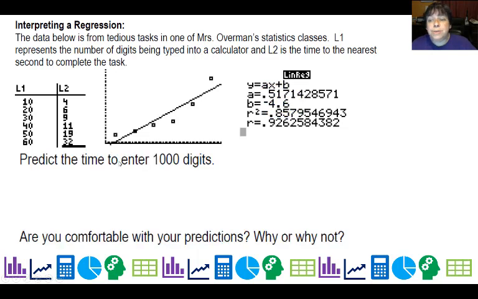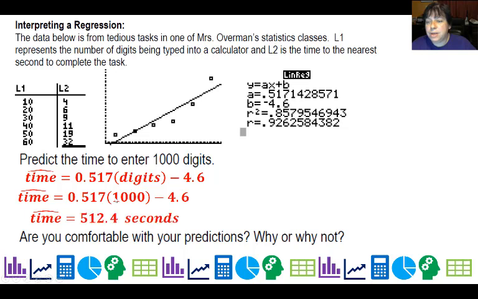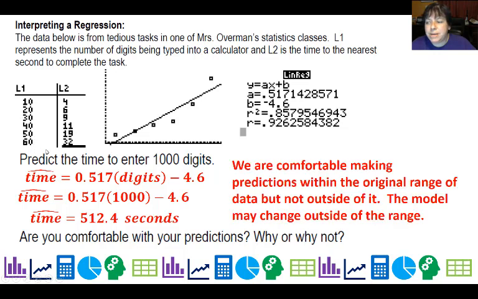I can also do it for 1,000 digits. For 1,000 digits, time is 0.517 times digits minus 4.6, put in 1,000, and I get 512.4 seconds, which is about 8.5 minutes. Am I comfortable with my predictions here? I'm pretty comfortable with 25, because where is it in my data set? It's right here, right? If I'm outside of my data set, like even if I'm at 65 or 70, I don't have to be that far outside.